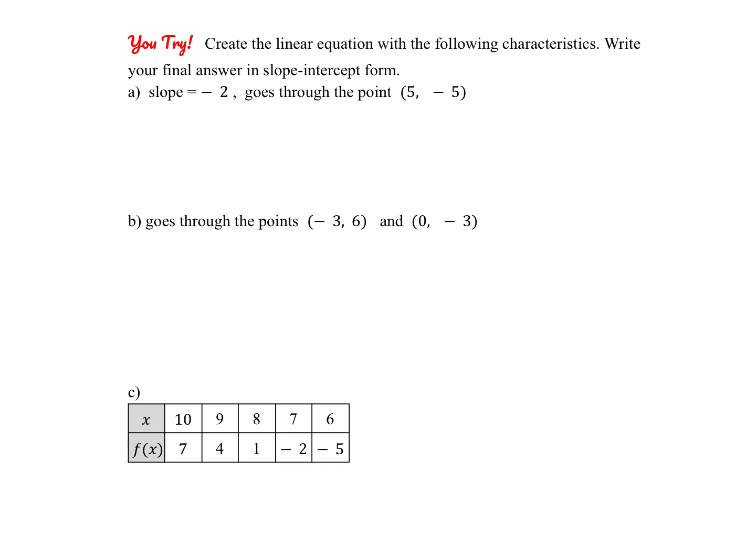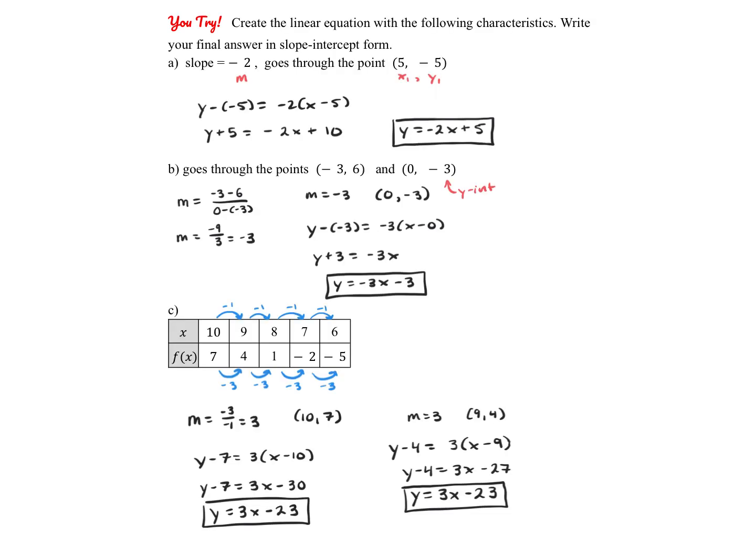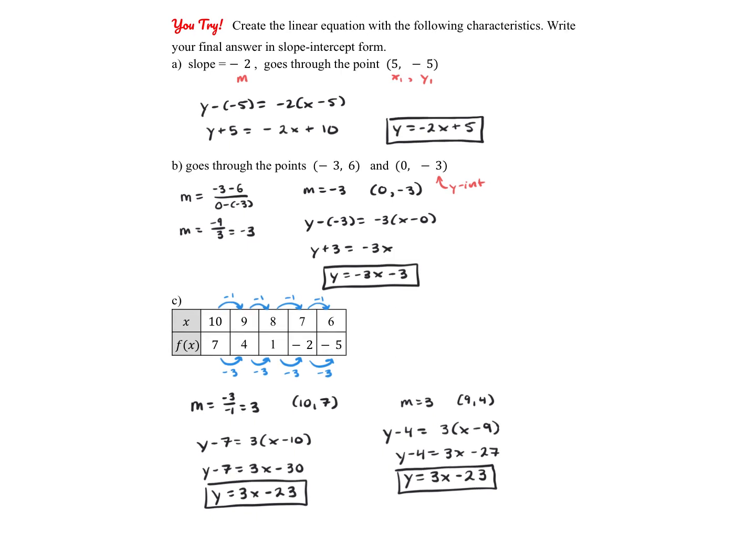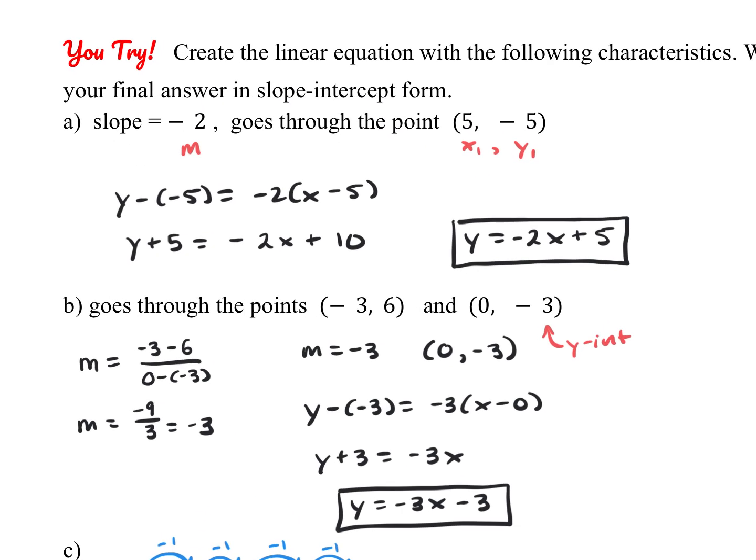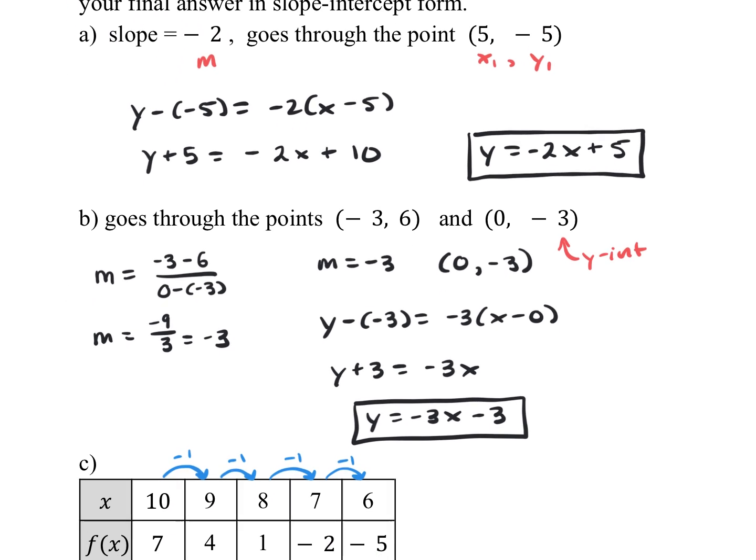All right, go ahead and pause the video and give this one a try on your own. All right, go ahead and check your work here. So for part A, I used point slope form because we were given a slope and a point. You should get negative 2x plus 5 as your equation.